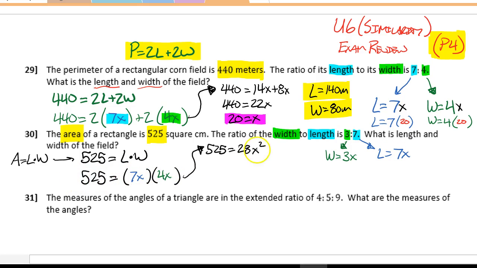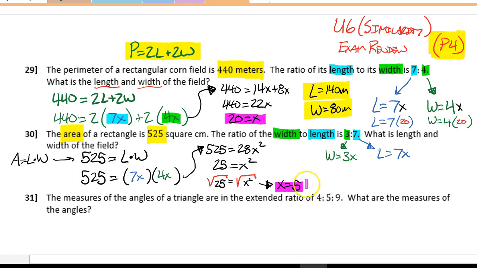We're going to multiply this out. This gives us 525 equals 28x squared. We're going to divide both sides by 28, giving us 25 equals x squared. Undo the square by taking the square root of both sides. Technically, the answer will be plus or minus, but we're only going to want the positive case as it doesn't make sense to have any negative side lengths, giving us x equals 5.